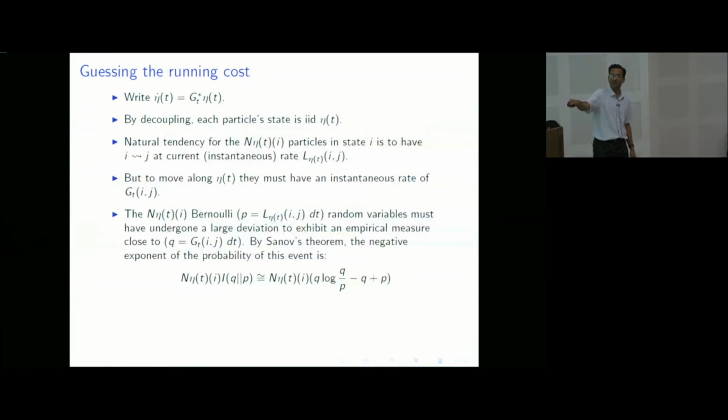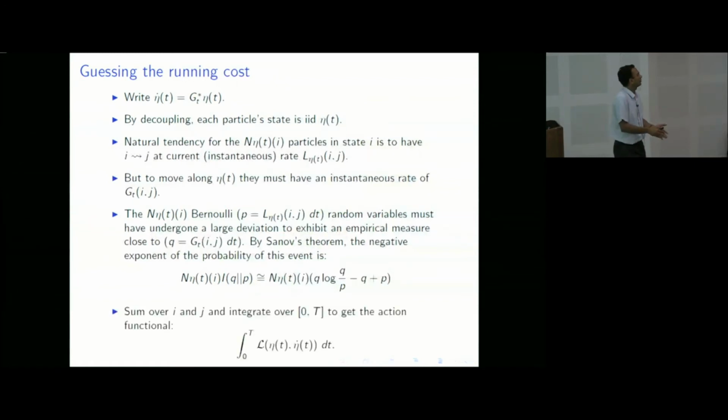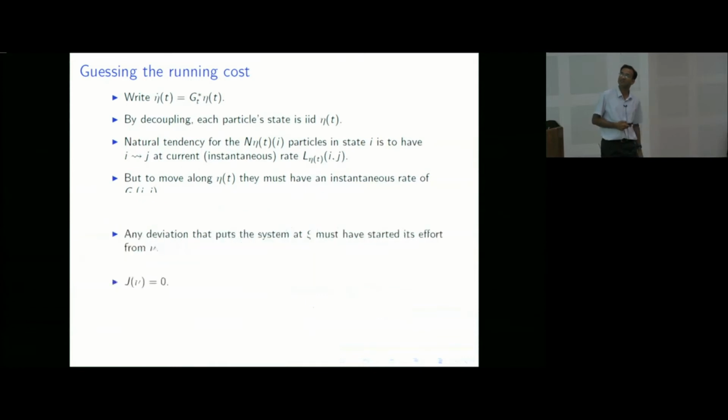And so the negative exponent of this probability is given by this quantity here. How many random variables are there multiplied by the rate function? And this rate function one can expand in this way and recognize that many of the terms are zero, and so the terms which will matter are essentially q log(q/p) minus q plus p. So this is just a simple calculation that one can do. You sum this over all possible ij transitions and across all time, integrate over t to get the action function. So this is the running cost, and integrate this, that's the cost of the trajectory moving along that direction, which is against the McKean-Vlasov rate.